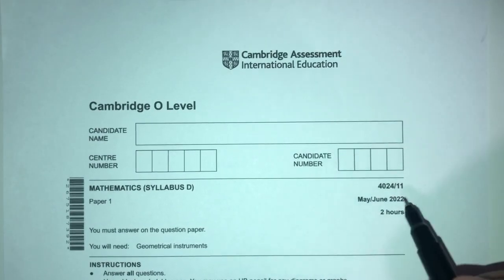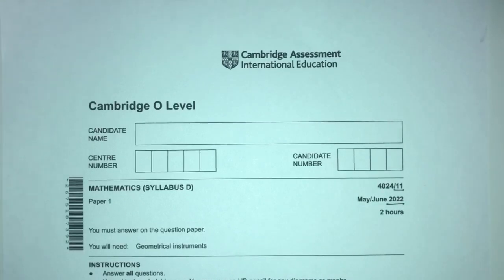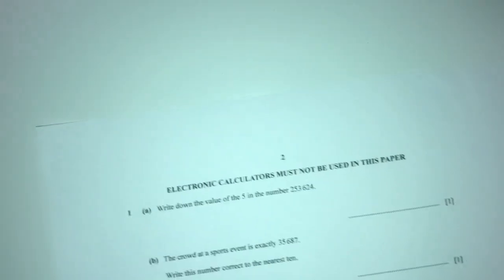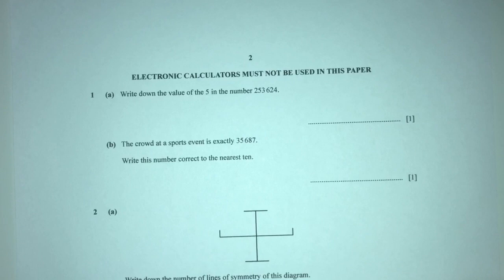This one is paper 1-1 of May-June 2022. Of course, with that being said, let's move on to the questions. As you guys know, we cannot use a calculator in paper 1, so let's focus on step by step. So what do we have here?